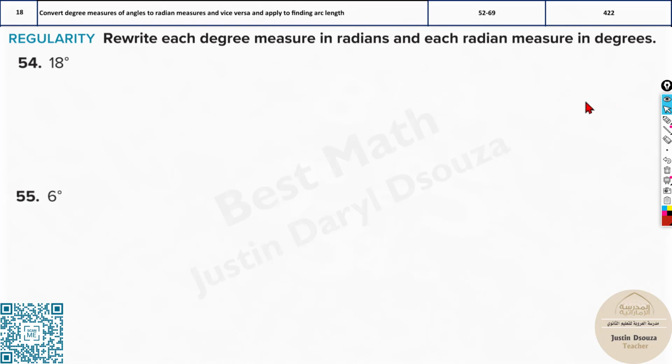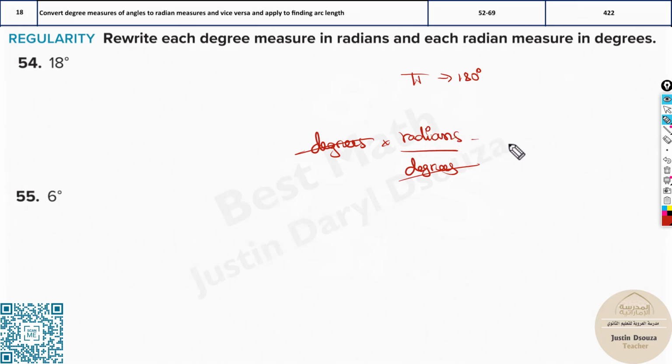Now the conversion, the very easy part. These are very, very simple. I'll write the conversion. We know pi is 180 degrees, right? If I have degrees and I want it in radians, what do I do? I need the answer in radians, so I need to cancel out degrees. If I divide something by degrees, does this cancel off? Yes. So radians must be above, so radians will remain and the answer will be in radians.